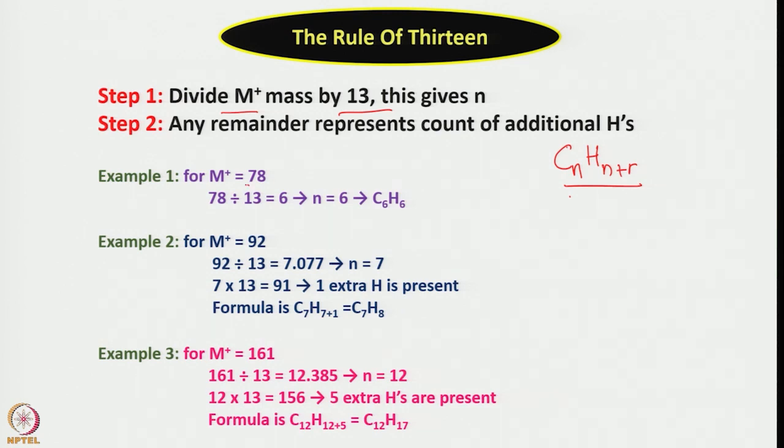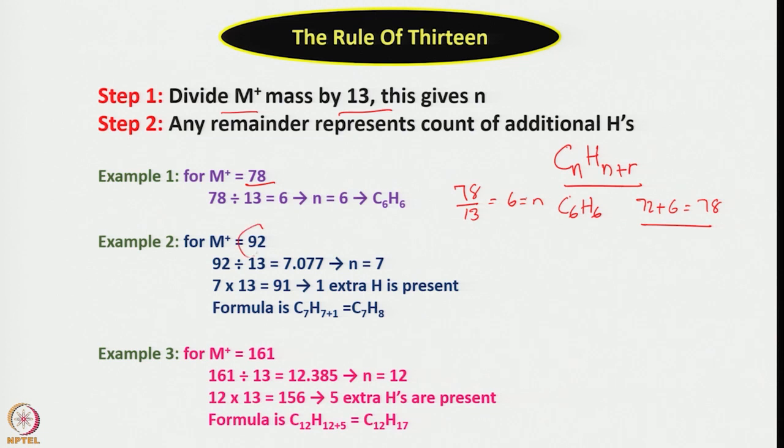For example, let's say 78 is there to begin with, before we add some heteroatoms, which I will come back to later. Say 78, let's divide by 13. We get 6. That means it's completely divided. So if you see, this is equal to N, so C6H6, which is 72 plus 6, 78. So we can say without anything else, this is a benzene molecule.